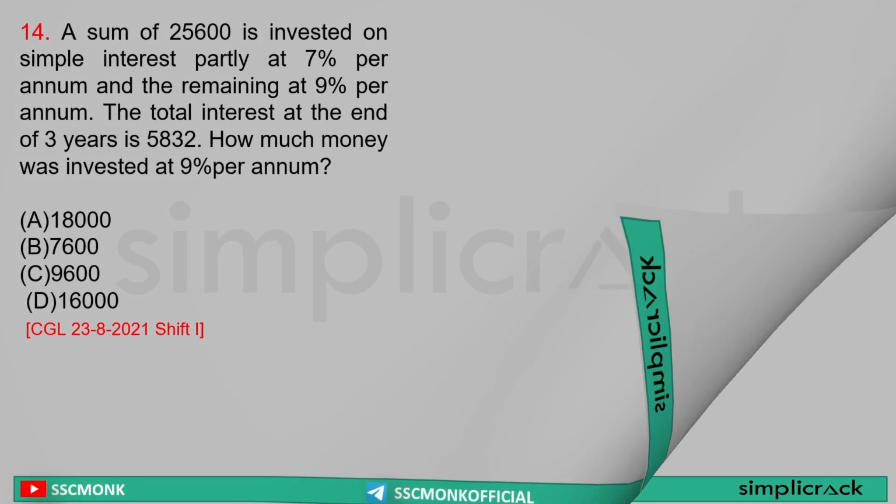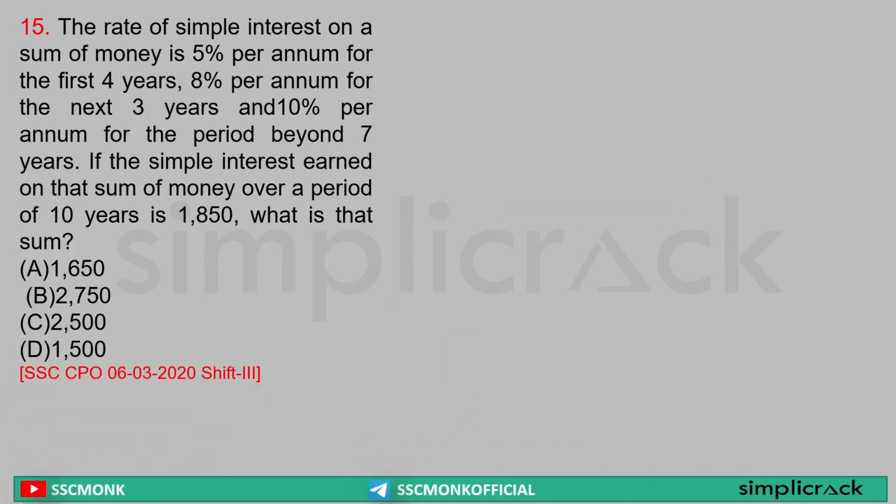Basic question. The rate of simple interest on a sum of money is 5% per annum for first 4 years, then 8% per annum for 3 years, then 10% per annum for the period beyond 7 years. If simple interest earned on the sum of money over a period of 10 years is this much. Now understand. 5% for 4 years, total interest 20 percent. 8%, 3 years, total interest 24%. Now 4 plus 3 is 7, done. So beyond 7, what is the interest rate? 10% for how many years? 3 years. So 10% for 3 years is equal to 30%.